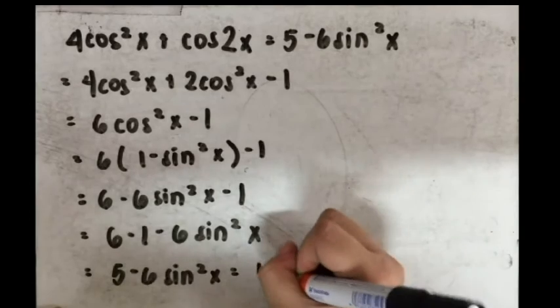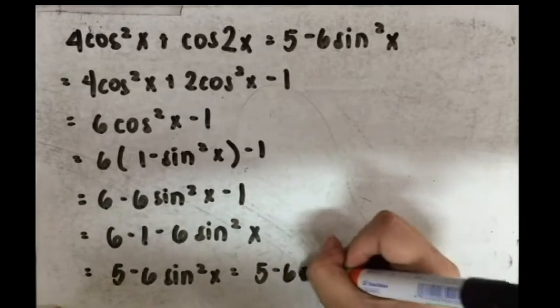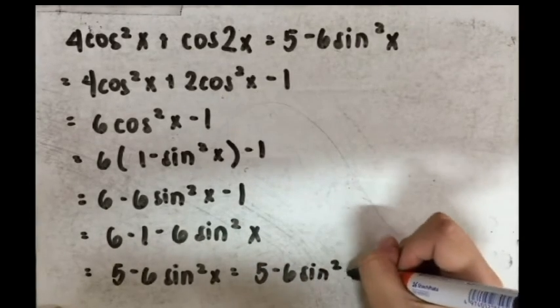Then we have verified it since it has the same answer as the right side, which is 5 minus 6 sin squared x.